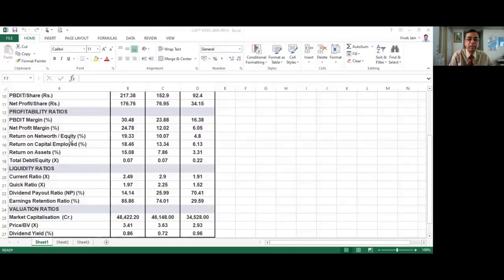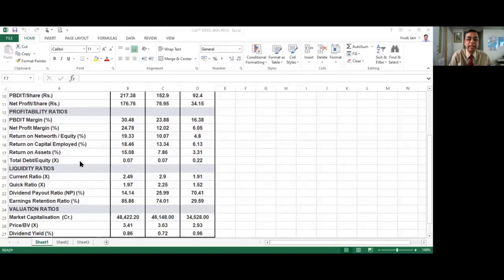Return on net worth or return on equity is given over here, as you can see. Return on capital employed is also actually a more important ratio because it also takes into account any loans or any other working capital that the company employs for its usage. And this ratio is considered by the analysts as a very important one. It is ranging from 6%, increasing to 13, and finally coming to 18.5%. Return on assets, 3%, 7.9%, and 15.1%.